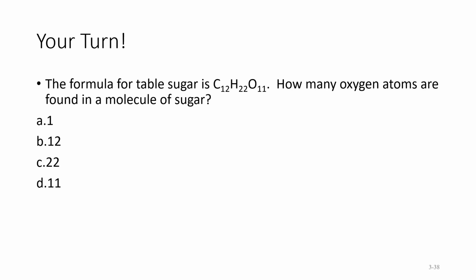The formula for table sugar is C12H22O11. How many oxygen atoms are found in a molecule of sugar? So it's 11.